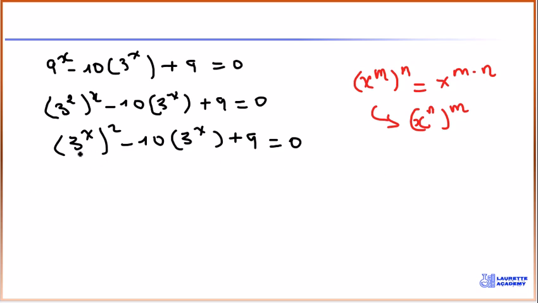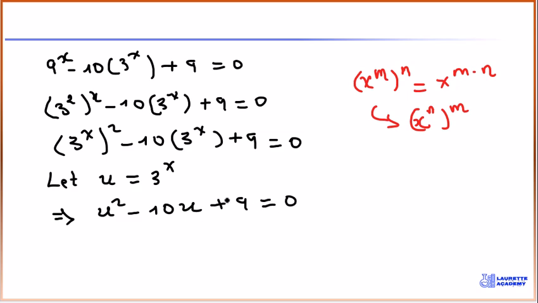So here we have something common, 3 raised to the power x, 3 raised to the power x. So we can say let u equals 3 raised to the power x. So this will imply that we have u squared minus 10 times u plus 9 equals 0. This is a quadratic equation in u that we can easily solve by factorization. Please, if you don't know how to solve quadratic equations by factorization, let me know in the comments section.